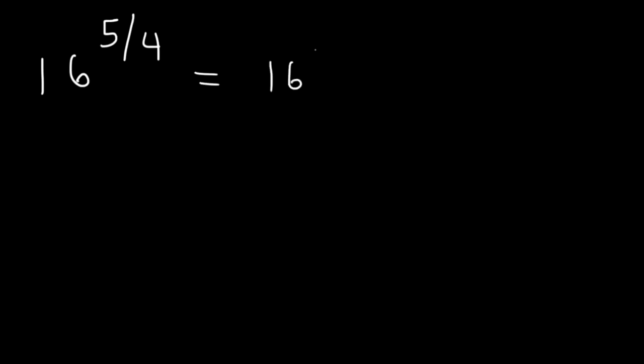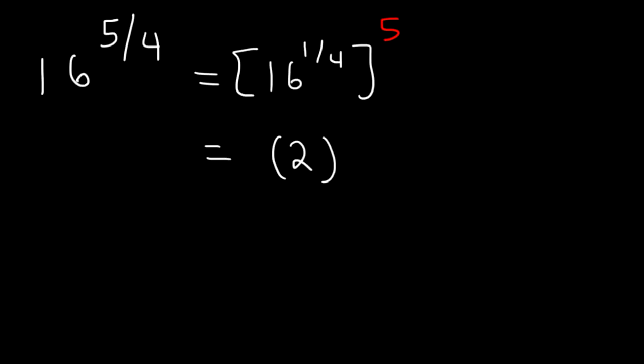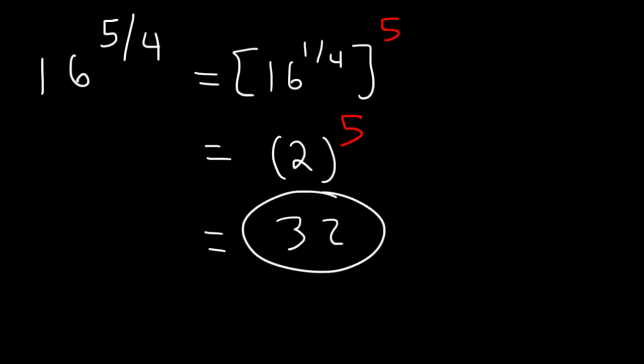So first, let's find the 4th root of 16. And then let's raise it to the 5th power. So what number times itself 4 times is equal to 16? The 4th root of 16 is 2, because 2 times 2 times 2 times 2, 4 times, is 16. Now what is the value of 2 to the 5th power? 2 times 2 times 2 times 2 times 2, 5 times, is equal to 32. And so that's the answer.